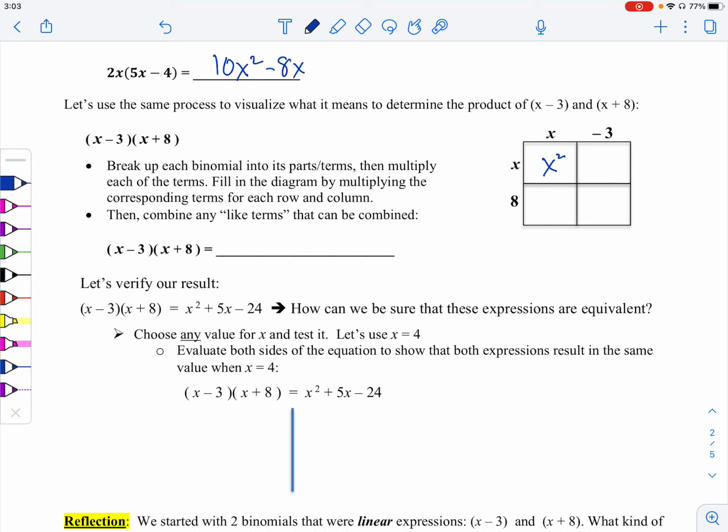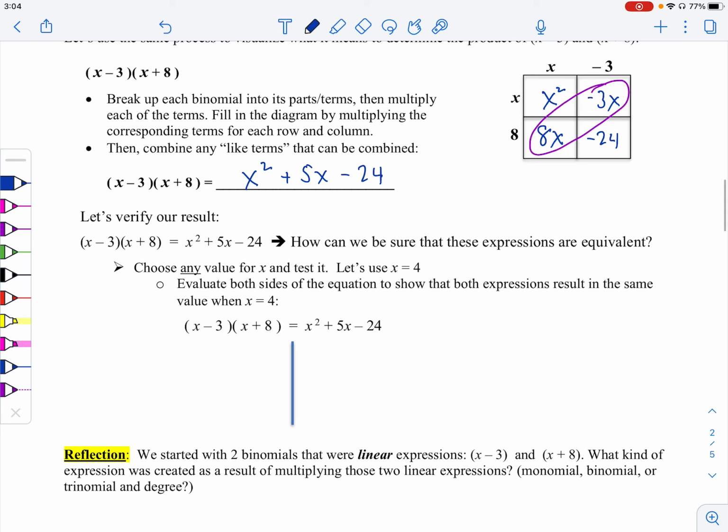X times negative 3, right, so x times negative 3 is negative 3x. And then we go 8 times x is 8x. 8 times negative 3, negative 24. And our middle terms, we're going to always combine right here because they're both like terms. Right, so our solution is going to be x squared, and an 8 minus 3 is 5, so you get positive 5 x's, and then minus 24 at the end for negative 24.